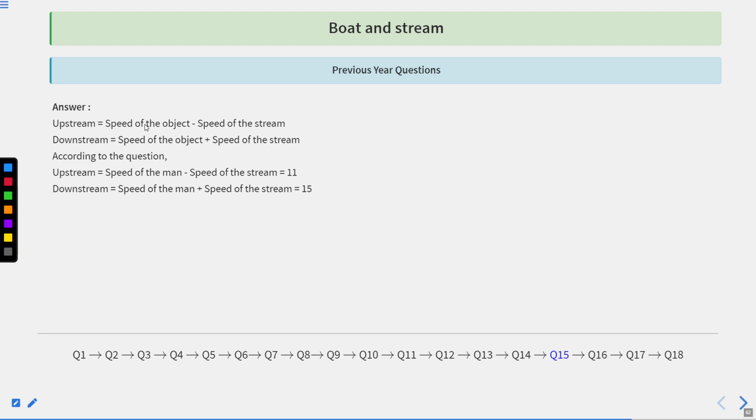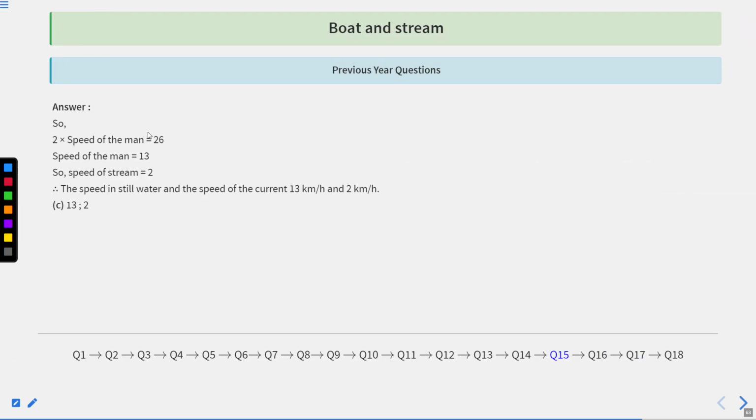So these are the formulas that will be very helpful while solving the problem. Upstream equals speed of the object minus speed of the stream. Downstream equals speed of the object plus speed of the stream. According to the question, upstream is equal to 11 and downstream is equal to 15.